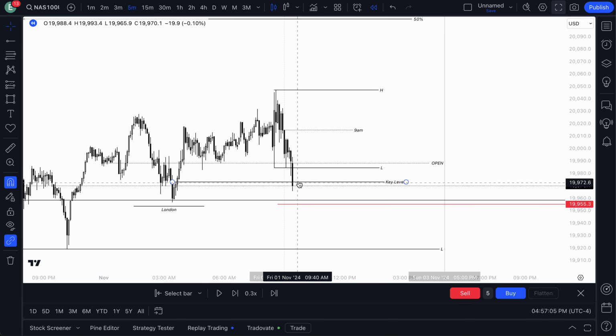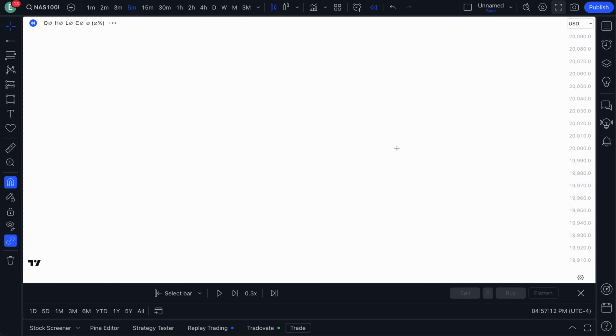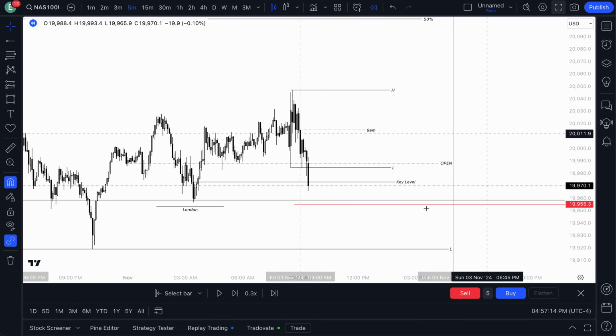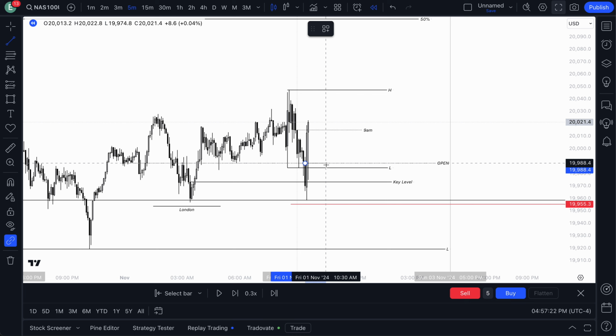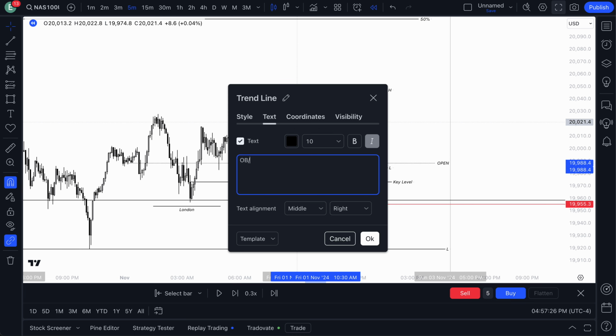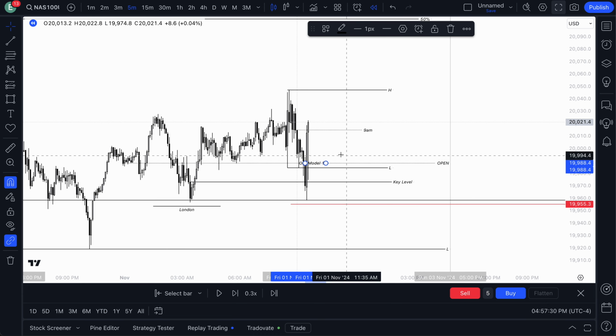You could either enter right here if you're confident, if your risk allows it. I didn't take that entry. I wanted more confirmation because of the current market conditions. So I wait for a close above. We get it right here. We create the order block, model 1. And this candle right here is the one that I entered off of with a limit order.